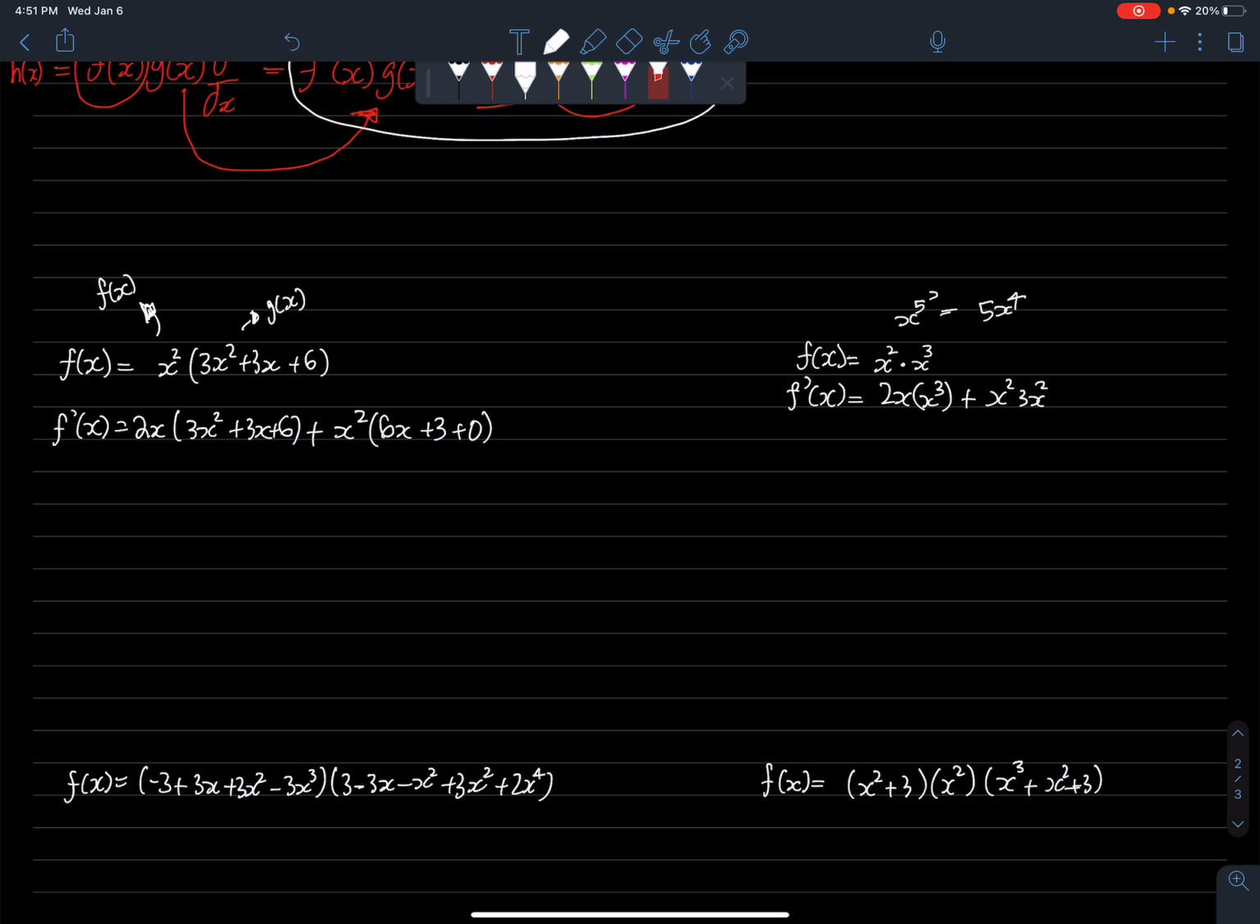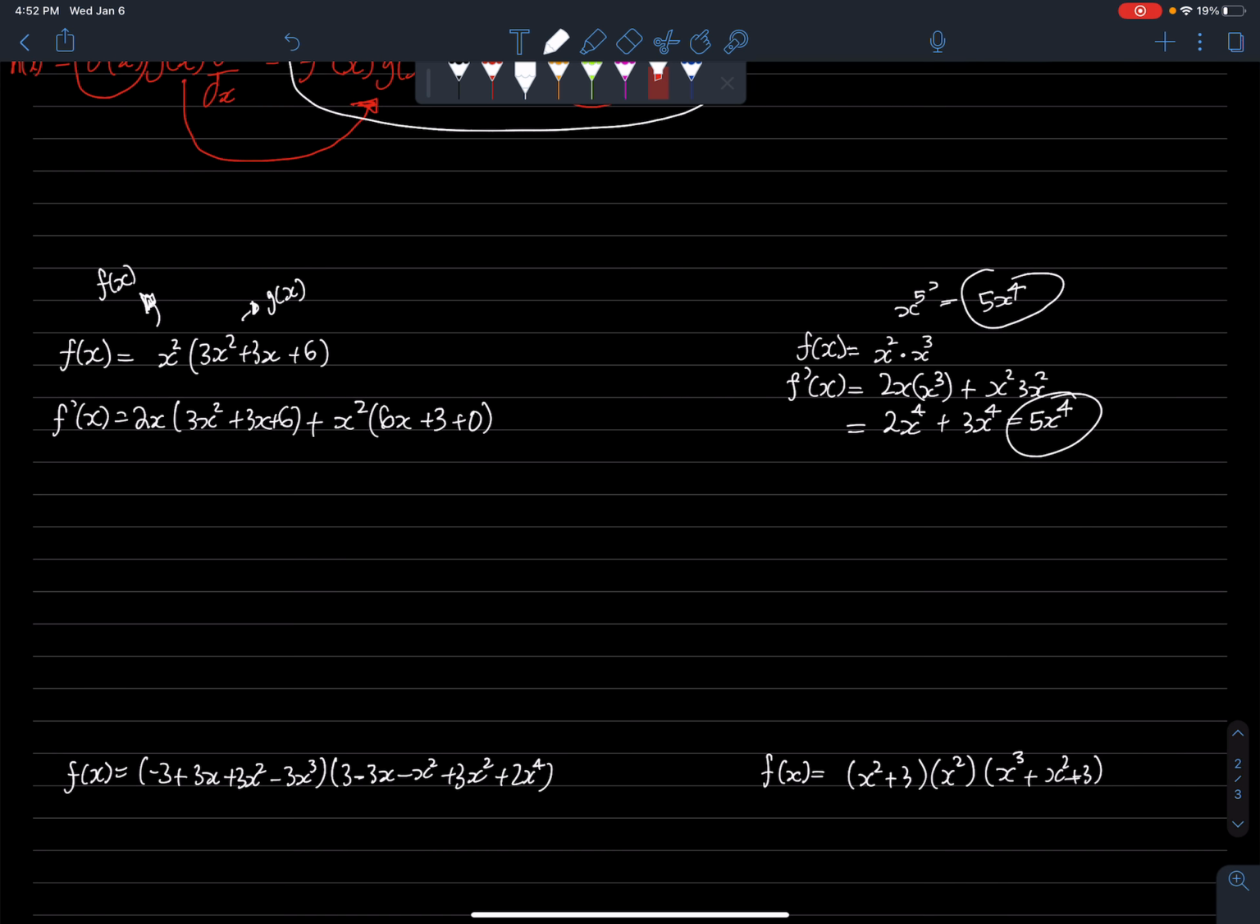And then just to prove it to you, this would just be 2x to the 4 plus 3x to the 4, which would just give you 5x to the 4. Same answer. Either way, I would do the product rule. And I'll tell you why the product rule is significant towards the end.